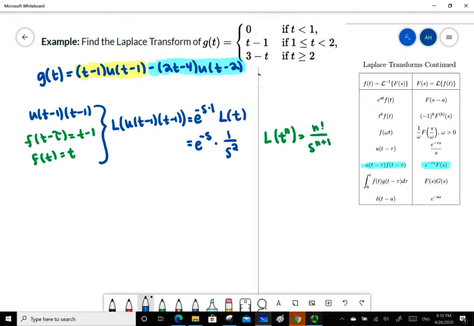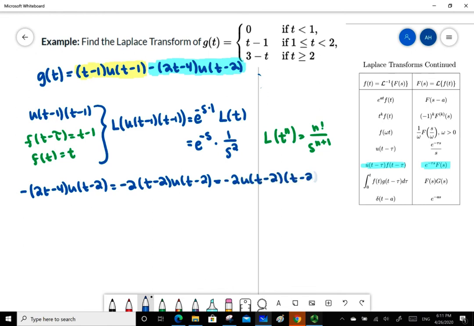The second half of g of t can be written as negative (2t minus 4) u of t minus 2, which equals negative 2 times (t minus 2) u of t minus 2, or negative 2 u of t minus 2 times (t minus 2).